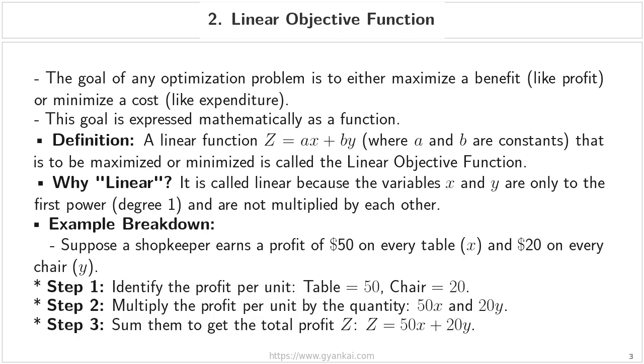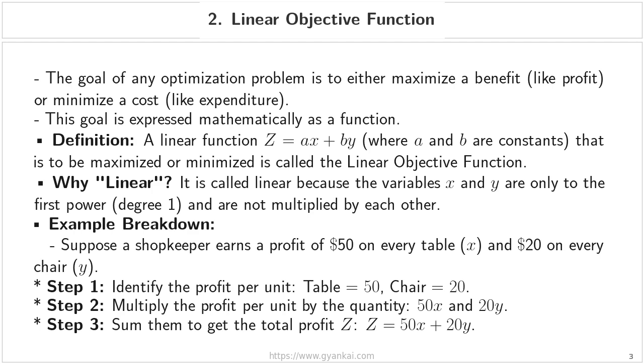Imagine a shopkeeper who earns a profit of $50 on every table, which we'll call x, and $20 on every chair, which we'll call y. To build our objective function, we follow 3 simple steps. First, we identify the profit per unit. That is, $50 for a table and $20 for a chair. Second, we multiply that profit by the quantity produced, giving us 50x and 20y. Finally, we sum these together to get our total profit, which we represent as z. So, our objective function becomes z equals 50x plus 20y.